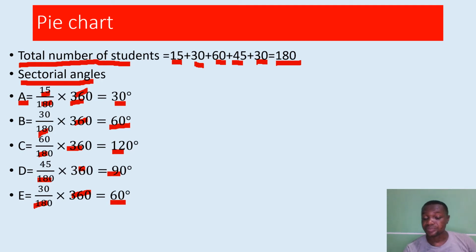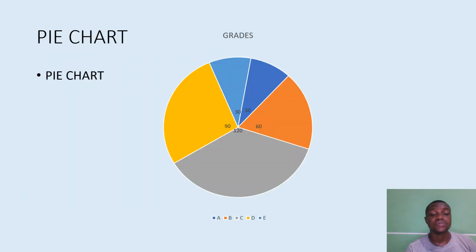After this one, you use your compass and draw a circle this way. Then you use your protractor and transfer the angles to each of the sectors. Draw the sector with a protractor. Make sure you measure the correct one.